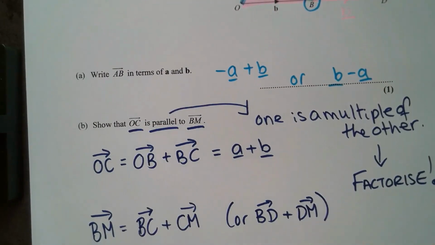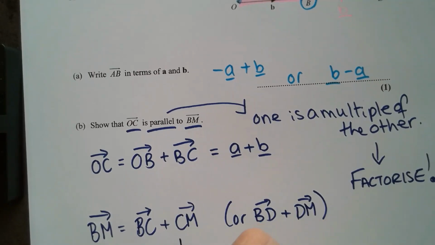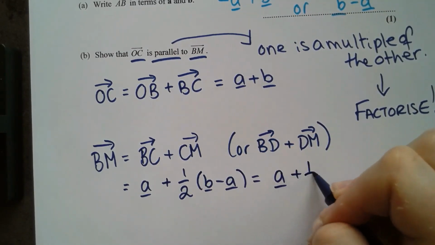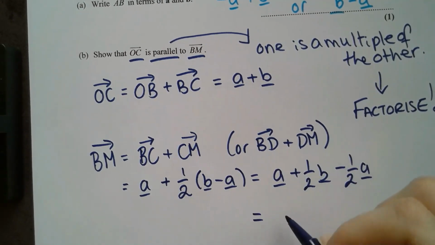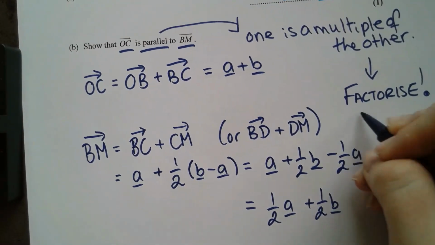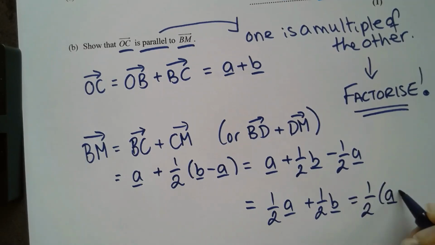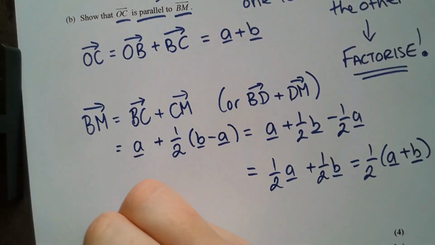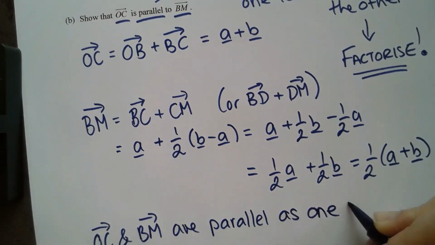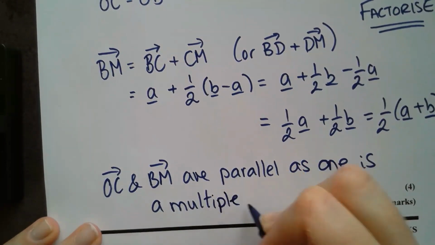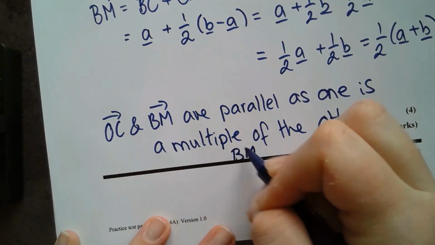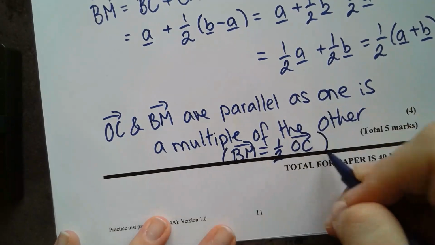So B to C we know straight away is A because we had it before, and then C to M is 1/2 of our answer for AB, B minus A. This is A plus 1/2 of B minus 1/2 of A, and then simplifying that down, that's 1/2 A plus 1/2 B. This is so similar to what we had before, but these have got halves in front of them, so I'm now going to do that factorise step. That's 1/2 of A plus B. So OC and BM are parallel as one is a multiple of another. And if you want to, you could write that even further by saying that BM is 1/2 of OC. But you don't necessarily need that for the marks.